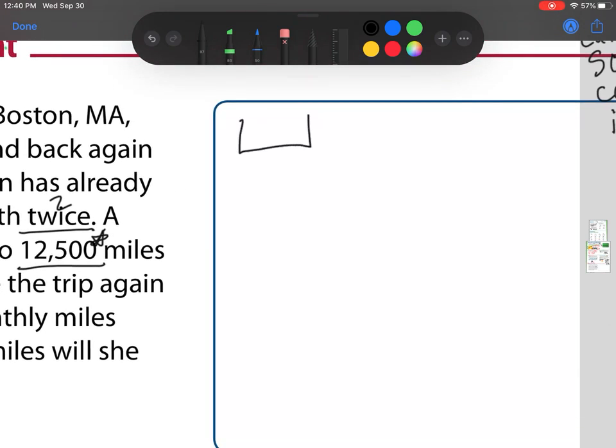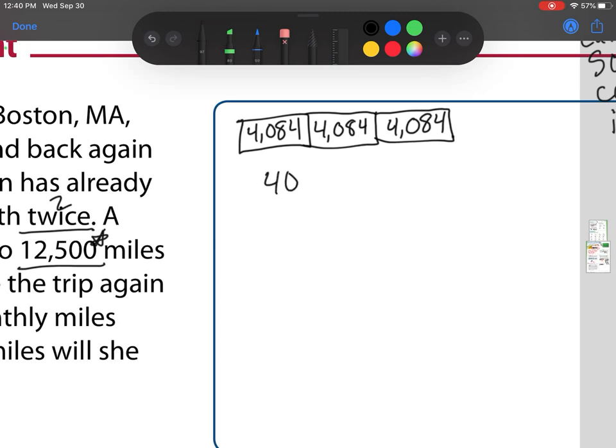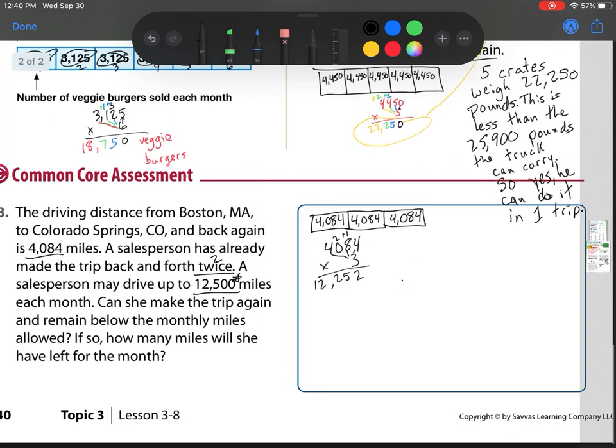So let's check. She has done the trip 1 time. She's done the trip 2 times. And we want to know how much it is for 3 times. So let's see how far the trip is for 3. So we have 4,084 times 3. I'm not going to use my colors because we practiced that enough. 3 times 4 is 12. Regroup the 1. 3 times 8 is 24, plus 1 is 25. Regroup the 2. 3 times 0 is 0, plus 2 is 2. And lastly, 3 times 4 is 12. So that's how far 3 trips would be. And we need to compare this number with the total allowed. So does she still have extra miles she could drive? Yeah, which means she can do this trip again this month.